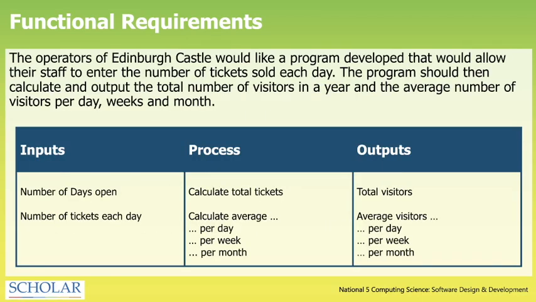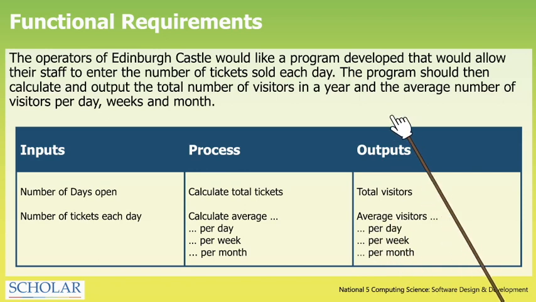So if we keep the example of Edinburgh Castle, our inputs are going to be the number of days we're open for and the number of tickets each day. Once we've got this information, we're able to calculate the total number of tickets. As well as that, we can then calculate the average per day, per week and per month. Once we've done all these calculations, we're then going to pass that information back out to the user.